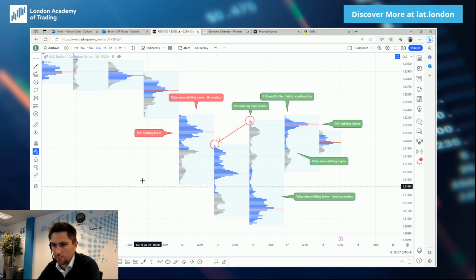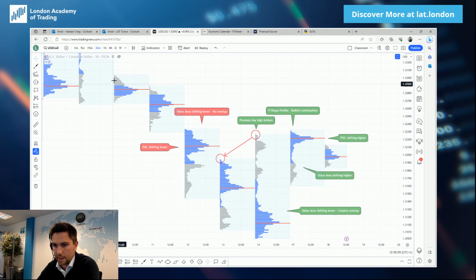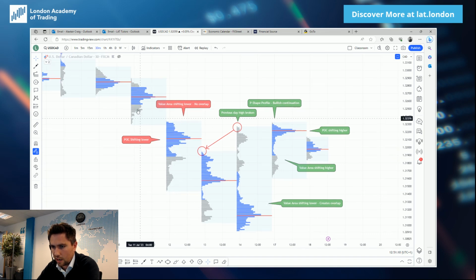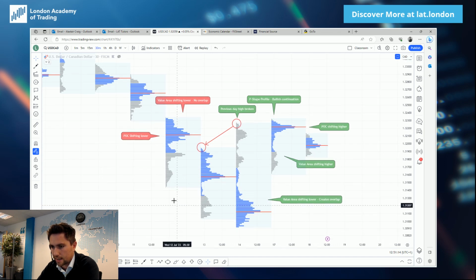Now, looking towards the profiles, really it all started from up here. We had this balanced D-shaped day at the top, and from there on out we've seen sustained bearish pressure with the value areas consistently shifting lower. No overlap on these value areas, suggesting clear strength of this downtrend. Points of control also shifting lower, suggesting again sustained pressure.